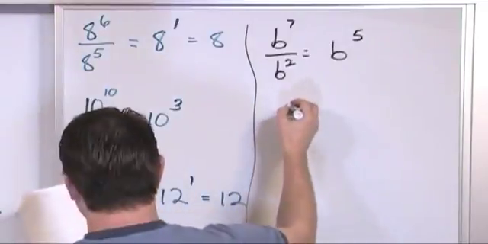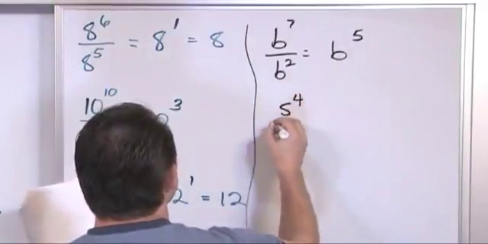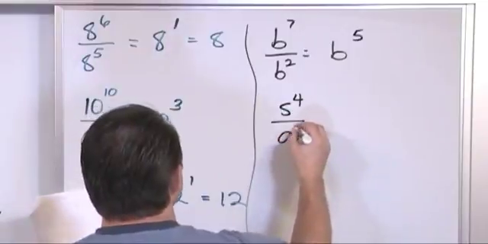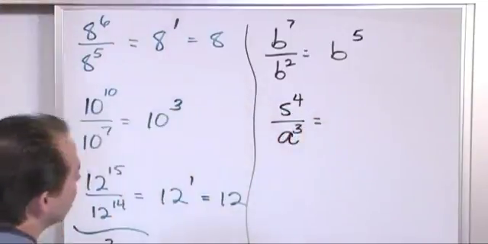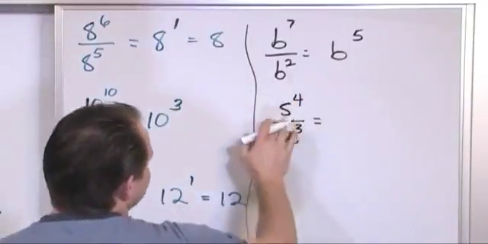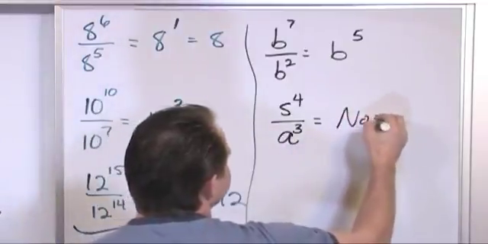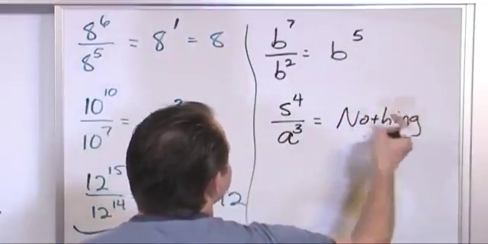And finally, what if I have s to the power of 4 divided by a to the power of 3? Well, these are like apples and oranges, different bases, so there's nothing I can do. I cannot simplify this anymore.